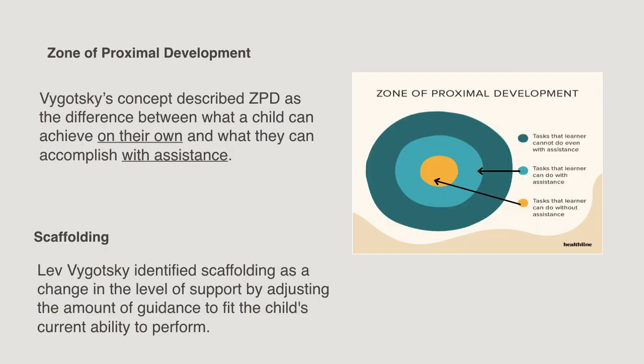So the zone of proximal development, we have spoken about the fact that it's the area between what a child can do on their own and what they need help with, and the scaffolding is what the educator might do, and we would do it in that zone of proximal development. That's where we would adjust the support that we provide to the child within that area.